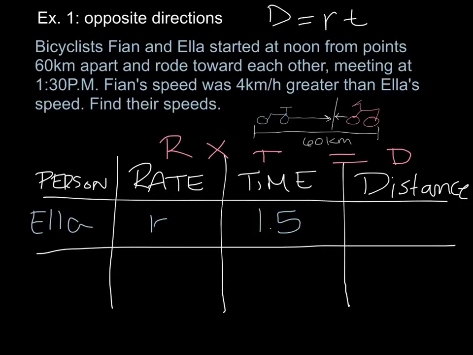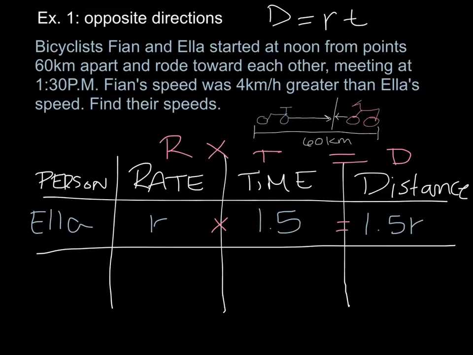So her total distance, if I take rate and time and multiply them together, rate times time equals distance. So her distance is 1.5 times her rate. At this point, we actually don't know how far she went. We just know that she went at some speed for an hour and a half.